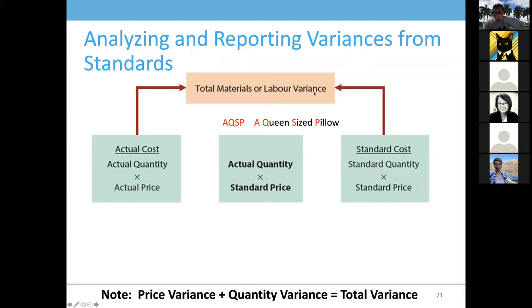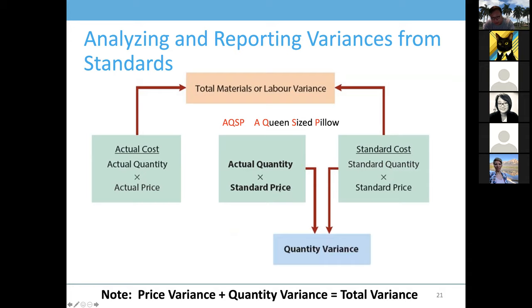Okay, so now let's move on. The difference here, when you compare these two, the middle and the right, you can see that the price is the same. So it's all standard price. The quantities are different. So it's actual quantity versus standard quantity. Therefore this one is called quantity variance. You use the middle box minus the right box, you get a quantity variance, okay?